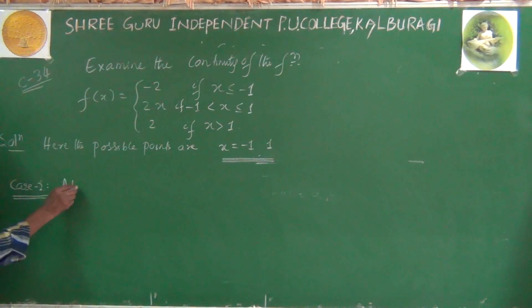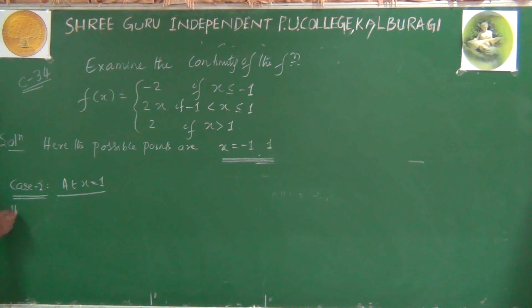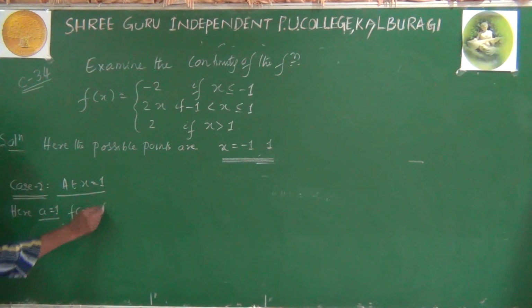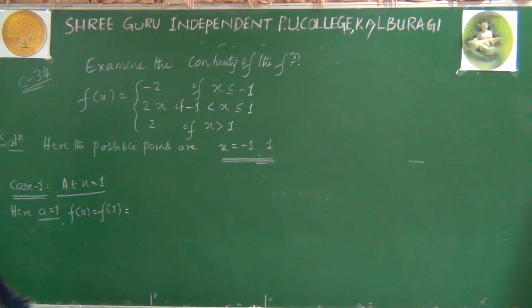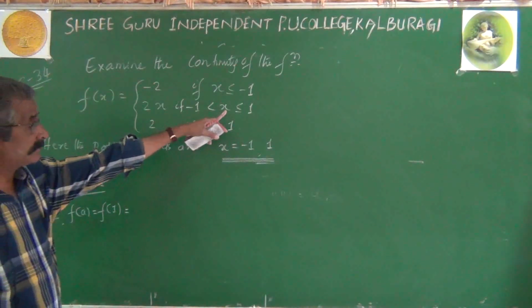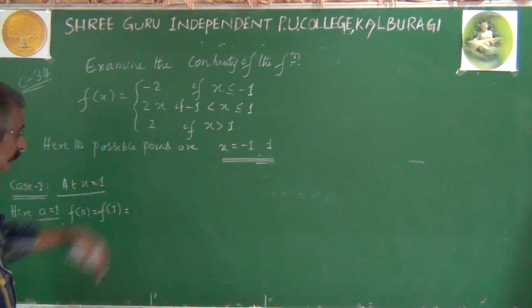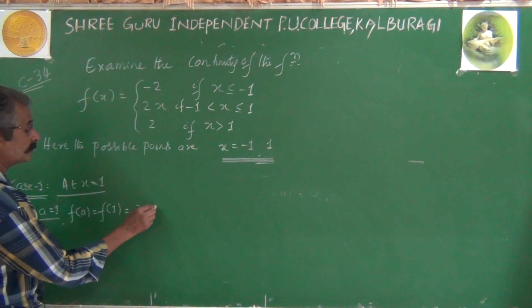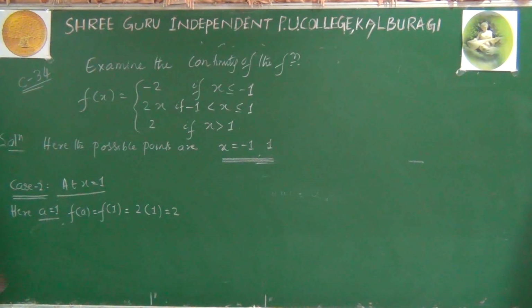Second case, at x equal to plus 1. That means in this case a will be equal to plus 1. And according to that f of a means f of 1. F of 1 means where x equal to 1 satisfies, x equal to 1 satisfying in the second value of the function. According to that, when x is equal to 1, function value is 2x. So what does it become? 2 into 1, that is 2. That is f of a.